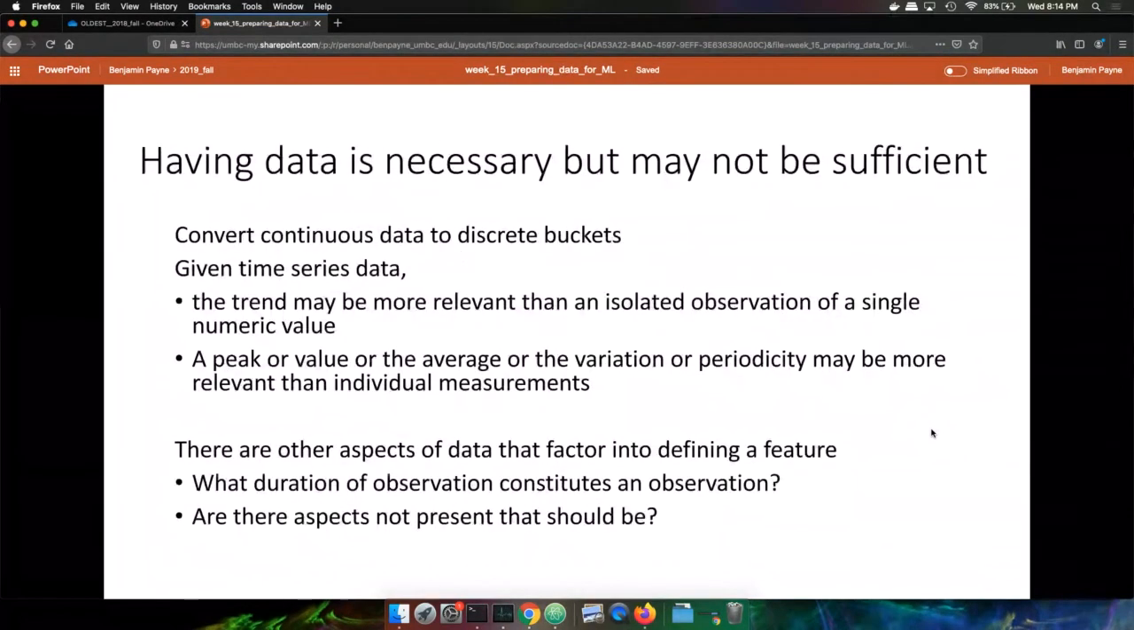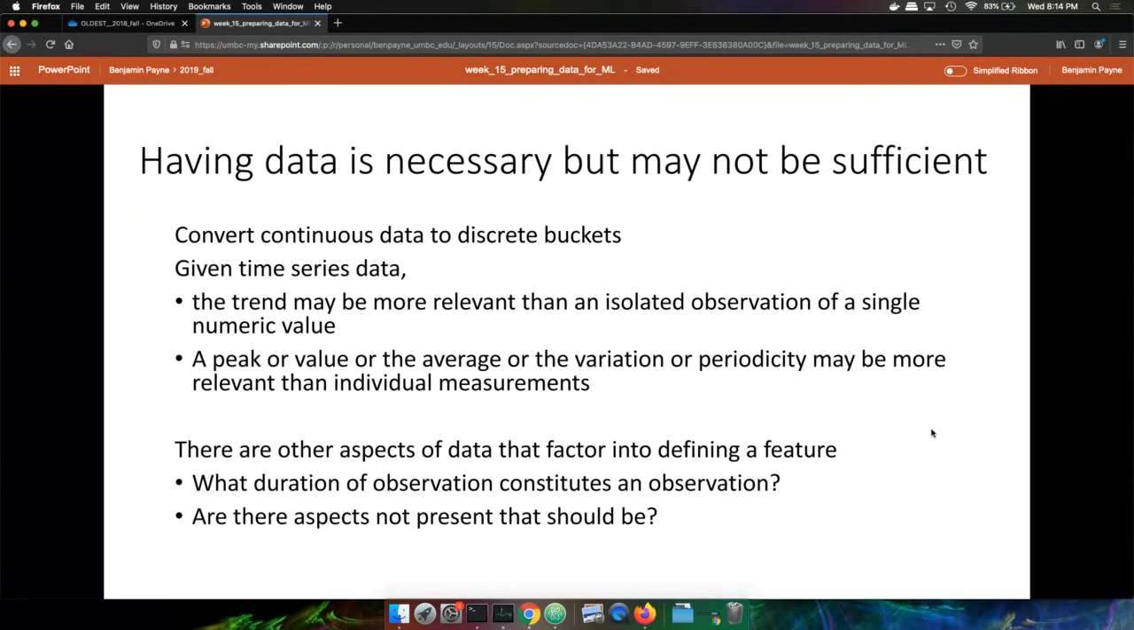I'll not spend too much time. So that's the problem, is like just because you have data doesn't mean that you're done. And it means that you have to have some knowledge of what's in the data in order to understand what should I do with the data. And so a few examples of that.